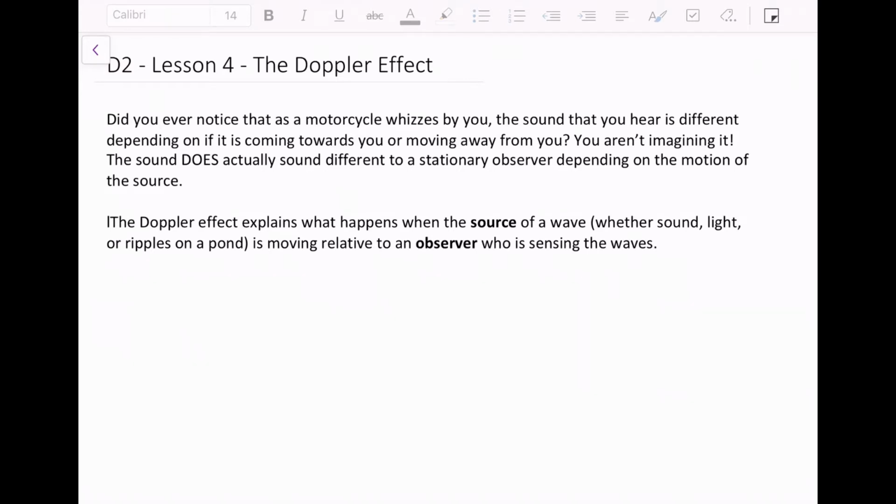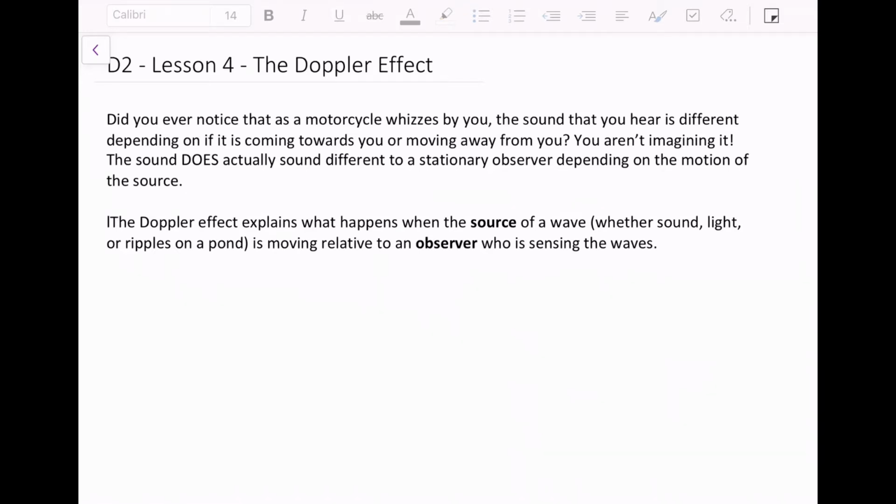So in this topic, we're going to be talking about what happens when the source of a wave is moving relative to someone who is observing the wave. For example, did you ever notice that when a motorcycle zooms by you on the highway, the sound that you hear as it's approaching you versus the sound that you hear when it's moving away from you are actually different? You aren't just imagining that they sound different.